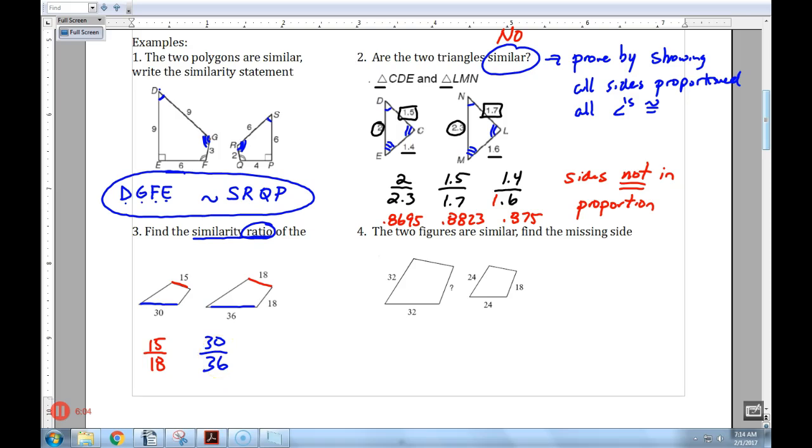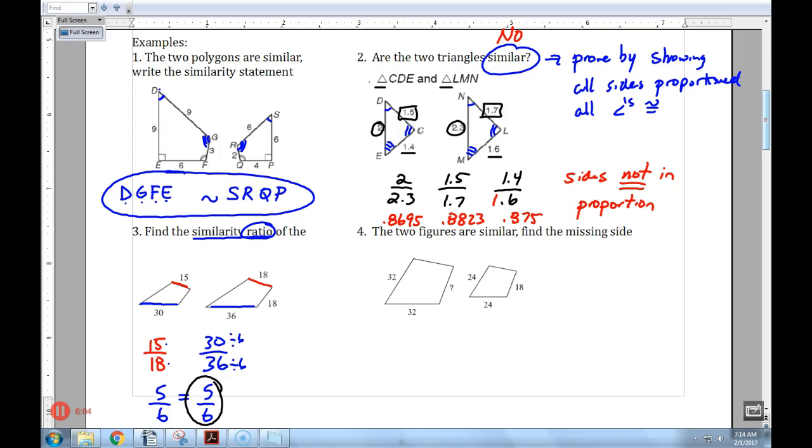Now with fractions, sometimes you can just reduce it down as low as it'll go and your fractions will match. Sometimes it's easier to do decimals. I'm going to reduce these down. 3 goes into both numbers right here. 15 divided by 3 is 5. 18 divided by 3 is 6. Over here, if I divide both these numbers by 6, I also get 5 over 6. So that is the similarity ratio. The similarity ratio is 5 to 6.